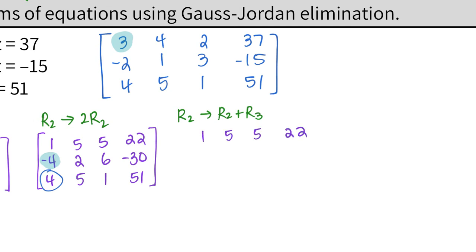Okay, but second row, we're going to start adding. -4 plus 4, that gives us 0. 2 plus 5 is 7. 6 plus 1 is also 7. And -30 plus 51 is positive 21. And then bottom will stay the same.